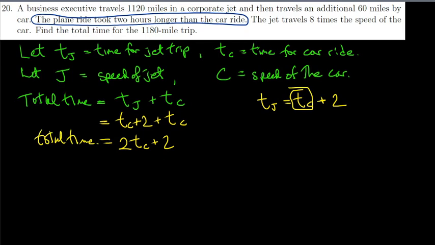What else do we know? We know that the jet travels 8 times the speed of the car. So the speed of the jet is just 8 times the speed of the car. Which is not 8 plus c. That would be 8 miles per hour faster than the car. It's 8 times, multiply. 8 times c is the speed of the jet. So yeah, we don't need a j anymore. We can just use 8 times c as the speed of the jet.